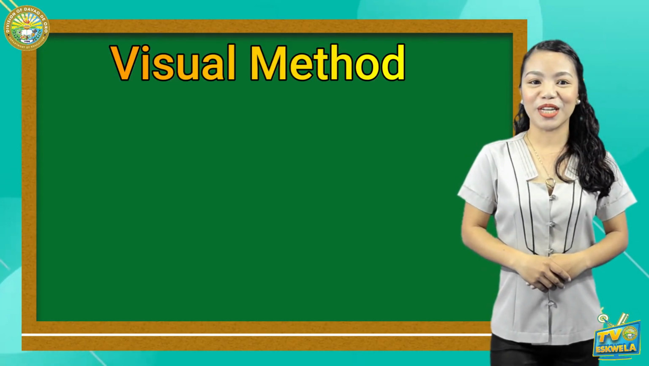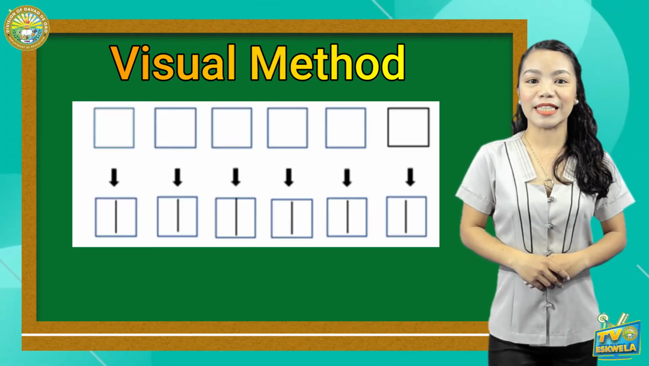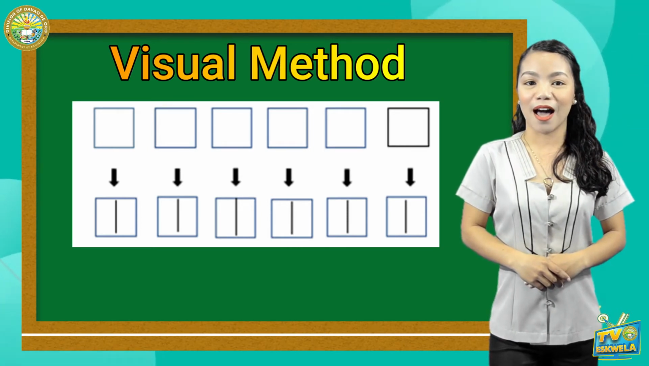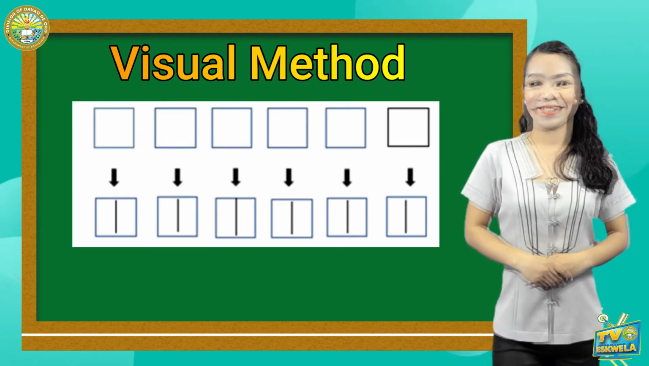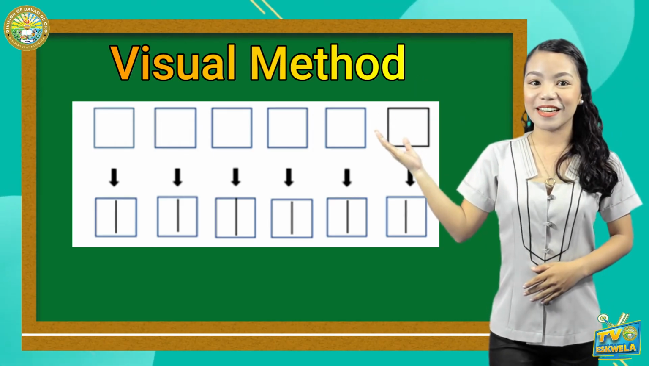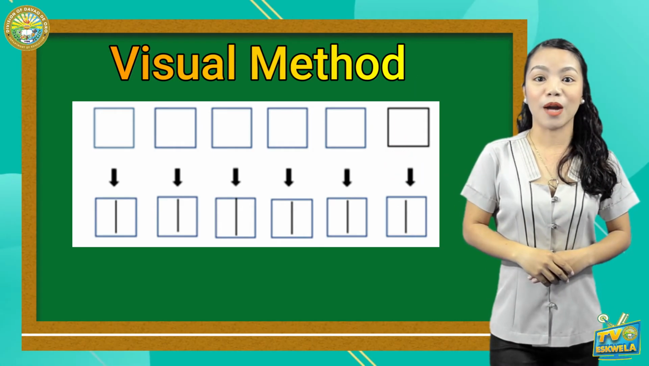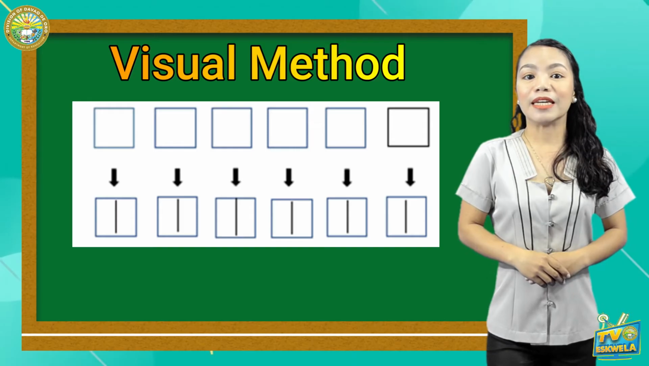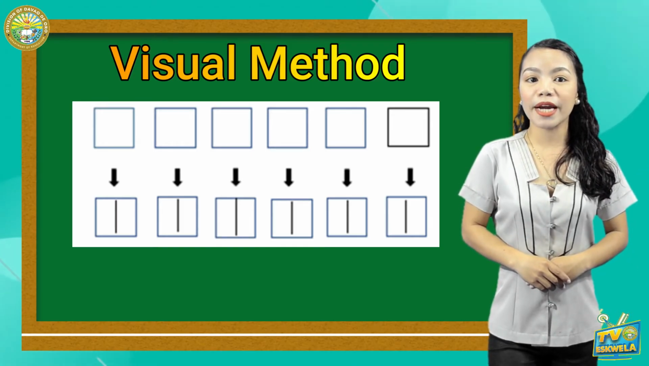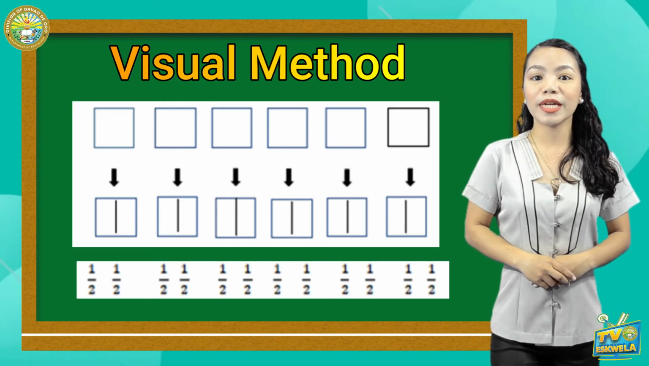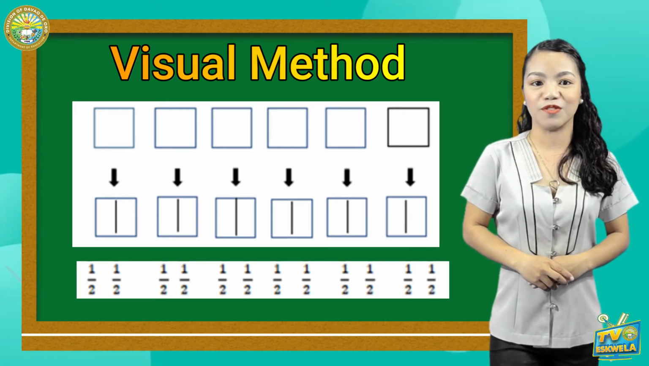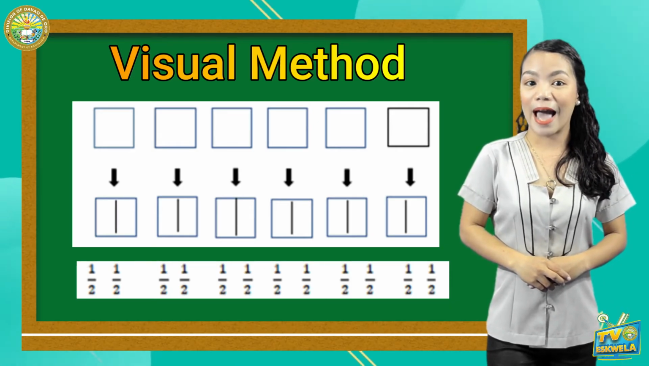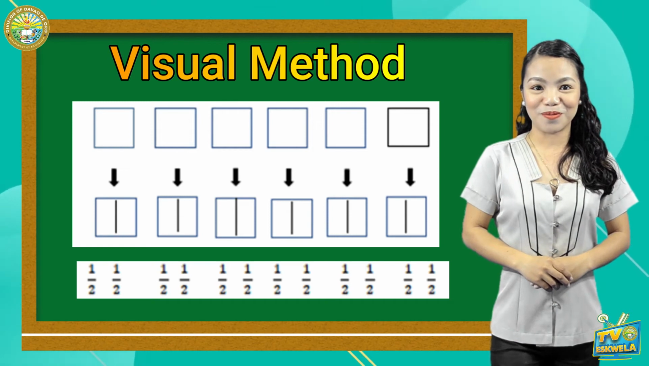In the visual method, we shall be visualizing 6 squares and we divide it into halves by drawing a line in each square. As you see, when 6 is divided by 1/2, it becomes 12. Observe that in the visual method, the squares are divided into halves which make 12 1/2s. Therefore, when 6 is divided by 1/2, it becomes 12.